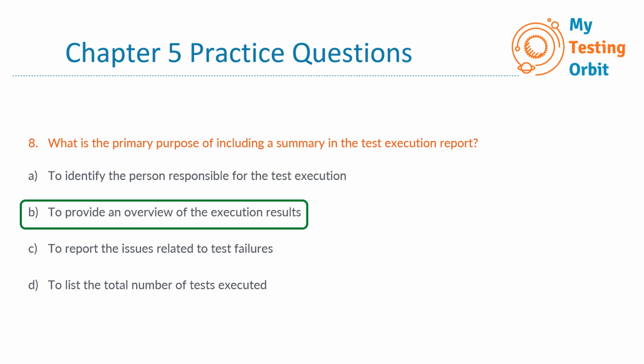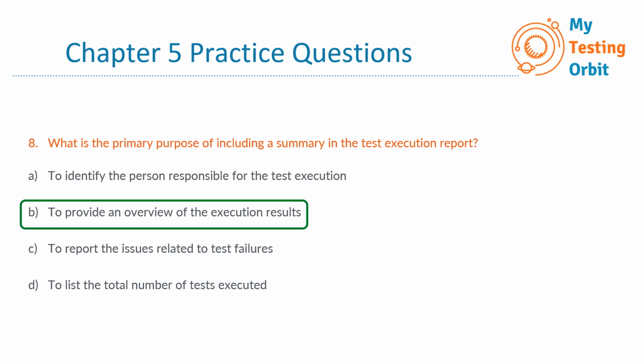Okay, let's see option A, why this is incorrect. So the inclusion of a summary is not primarily for identifying the person responsible, but for summarizing the test results. Responsibility may be mentioned in the report, but it's not the primary purpose of the summary. Then we have option C, to report the issues related to test failures.